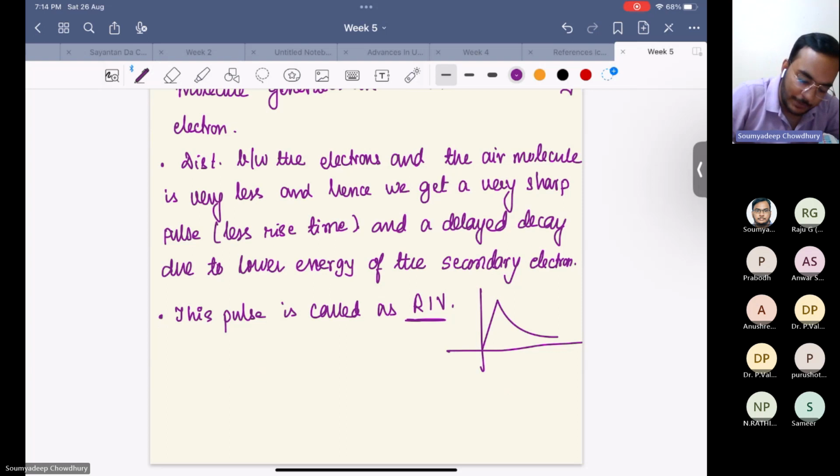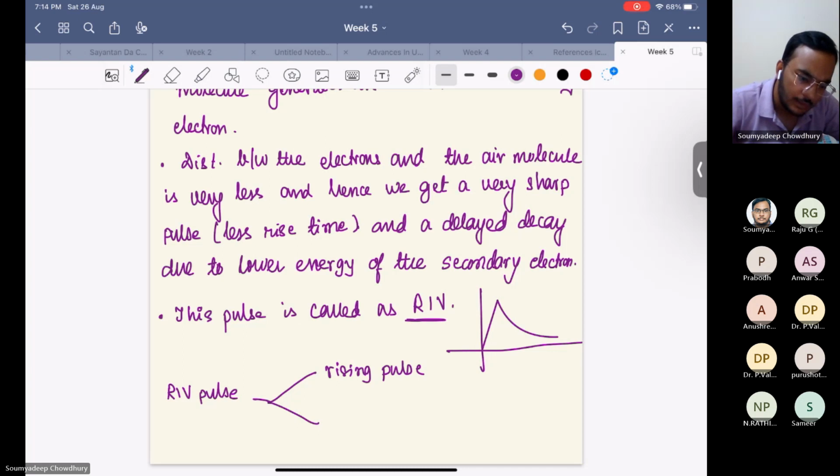So this RIV pulse is basically made up of two further pulses, right? One is the rising pulse, and another is the falling pulse.